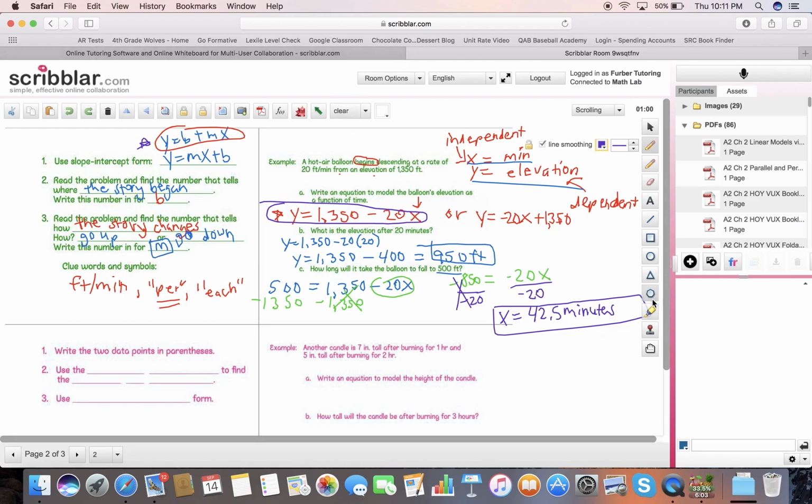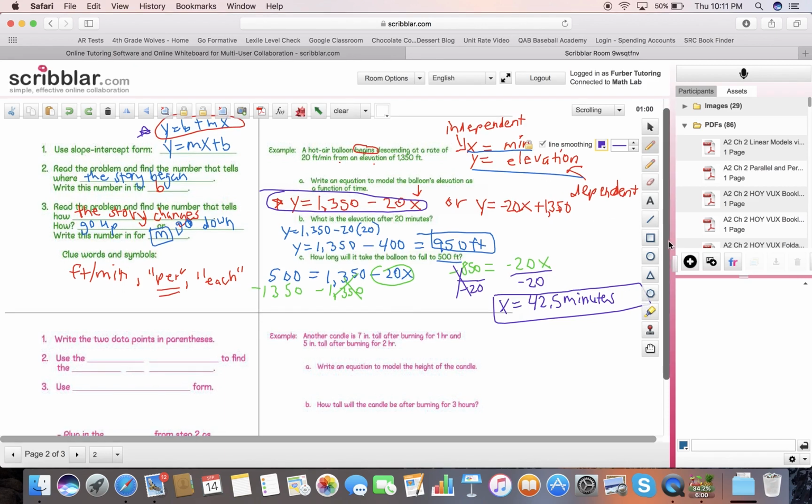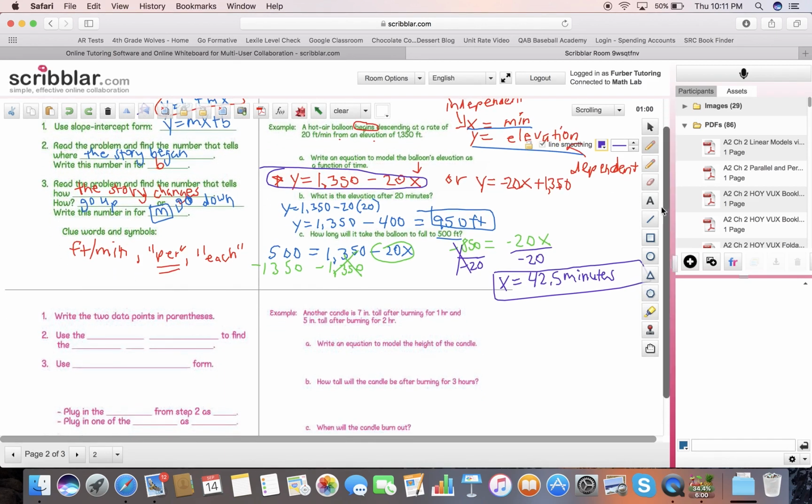Now, in the next video, we're going to talk about what if it doesn't give you the rate of change? And what if it doesn't give you the starting point? How can we find out those values? This one takes a few extra steps involved. So we'll look at that in the next video.